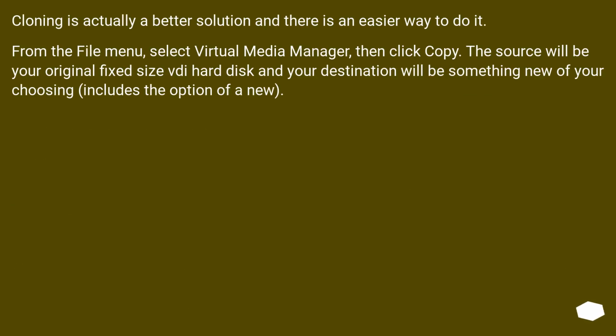Cloning is actually a better solution, and there is an easier way to do it. From the File menu, select Virtual Media Manager, then click Copy. The source will be your original fixed size VDI hard disk and your destination will be something new of your choosing, including the option of a new format.